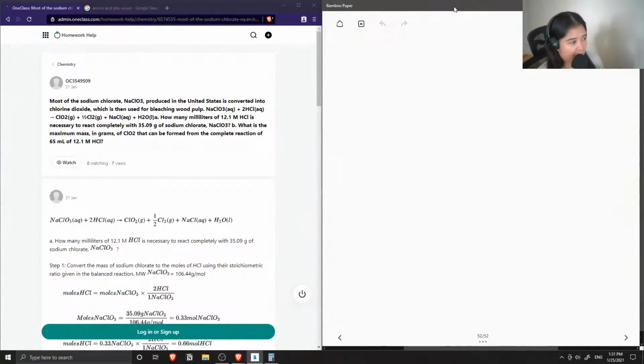How many milliliters of 12.1 mole per liter hydrochloric acid is necessary to react completely with 35.09 grams of sodium chlorate? Part B, what is the maximum mass in grams of chlorine dioxide that can be formed from the complete reaction of 65 milliliters of 12.1 mole per liter hydrochloric acid?